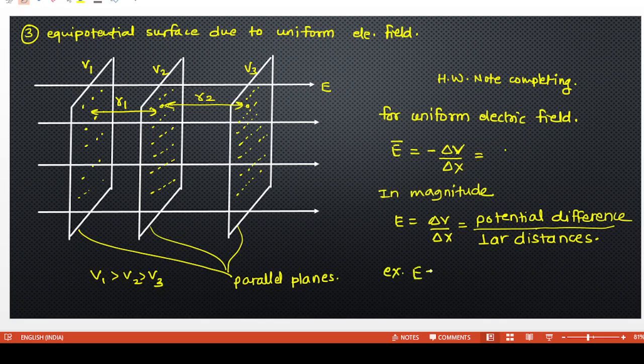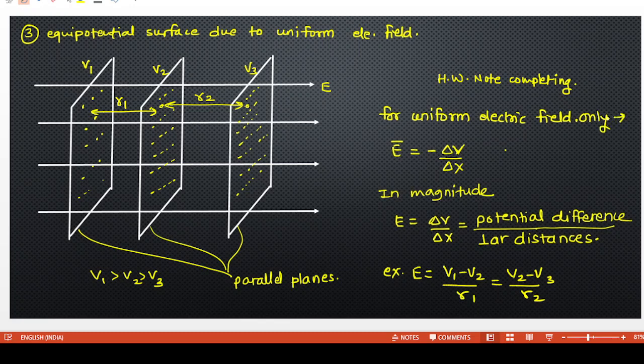So for example, E can be written as V1 minus V2 upon R1, or it can also be written as V2 minus V3 upon R2. This is applicable only for uniform electric field, not in any other case.